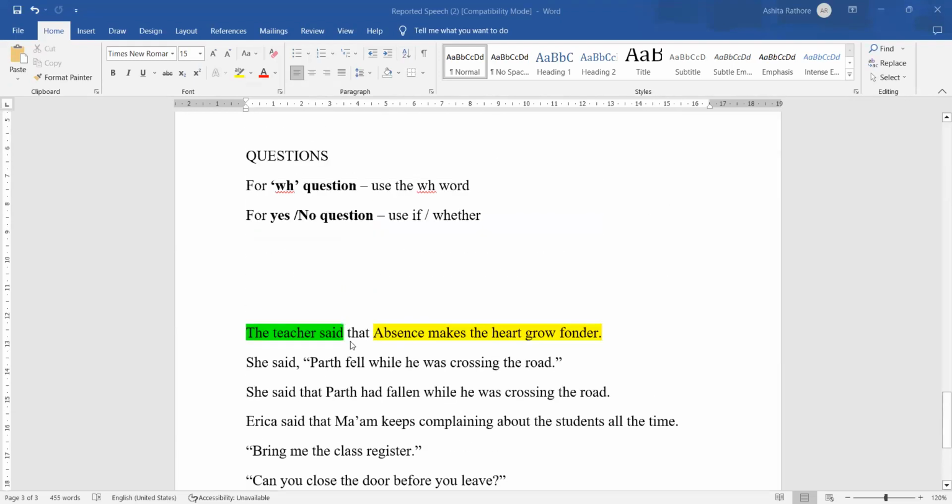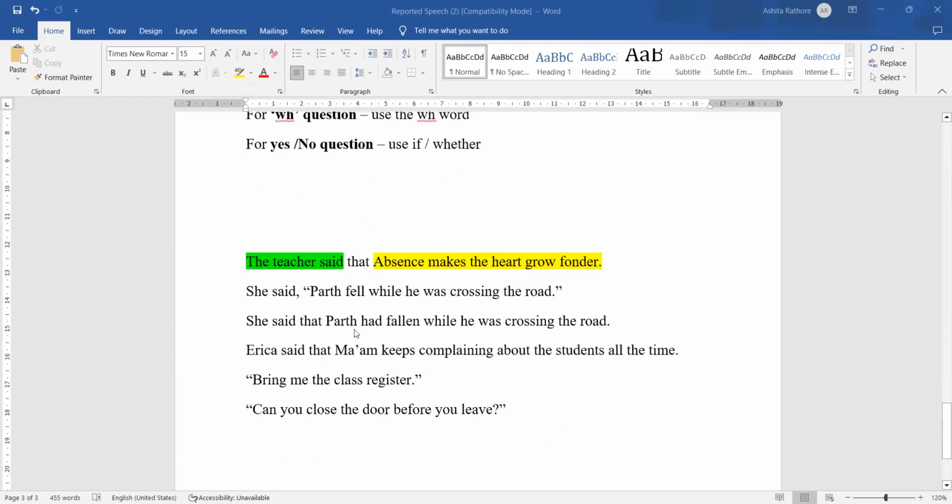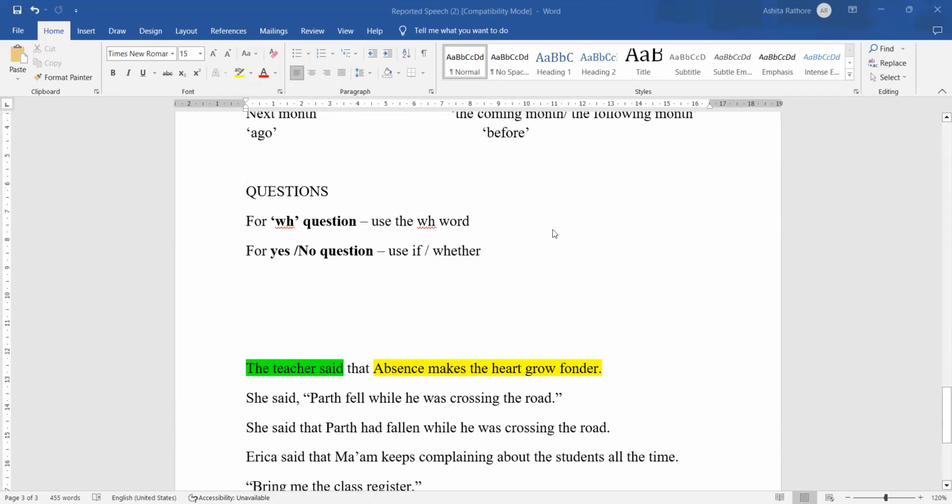Understood? Reported speech completely. Yes, one more thing, ma'am. Multiple tenses in your sentence. Remember, your main clause is the only one that needs to be converted. Rest of your sentence remains the same. Got it? That's it.